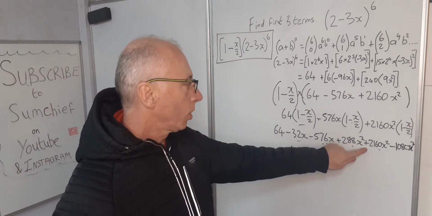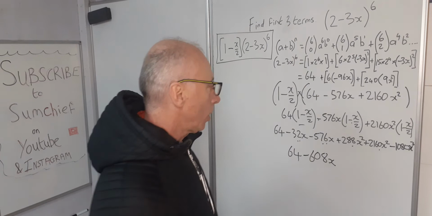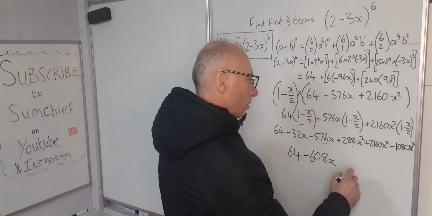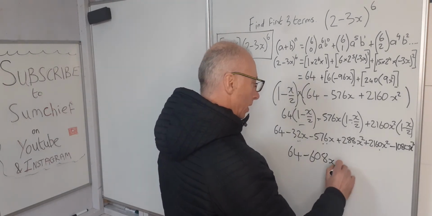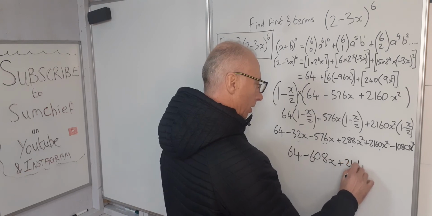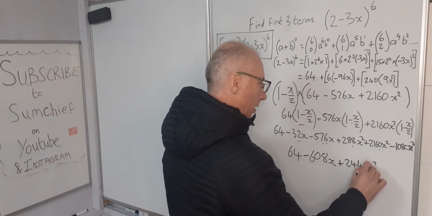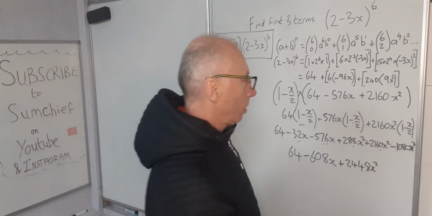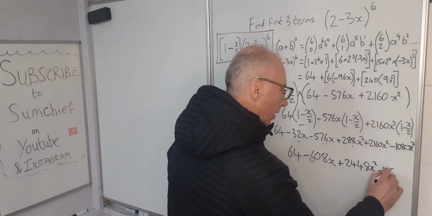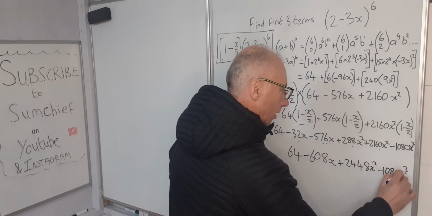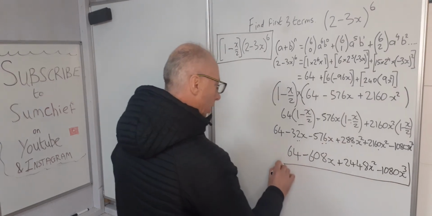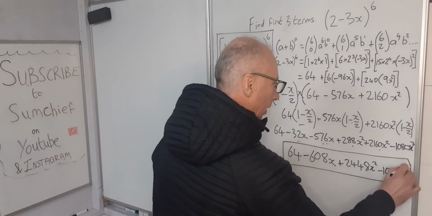288x squared plus 2160x squared. So add those together, we get 2448x squared. And then just put this one in on its own, minus 1080x cubed. Okay, there is our answer.